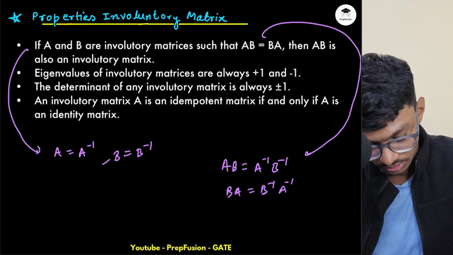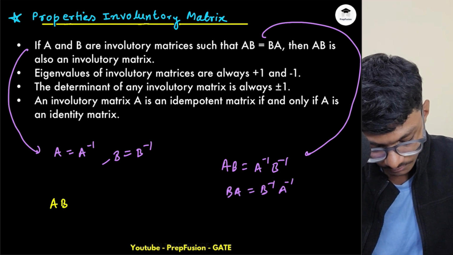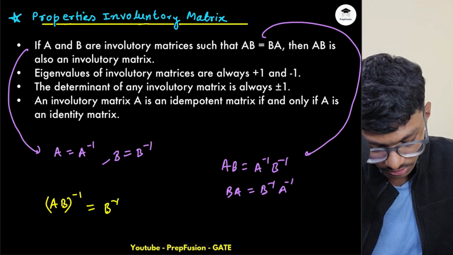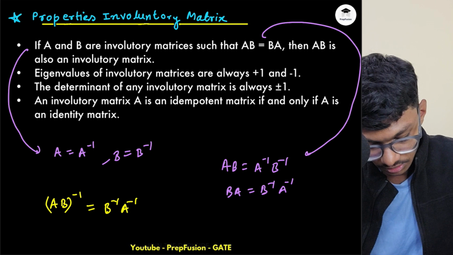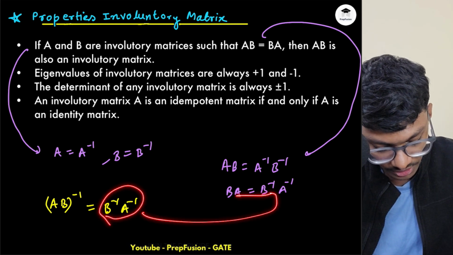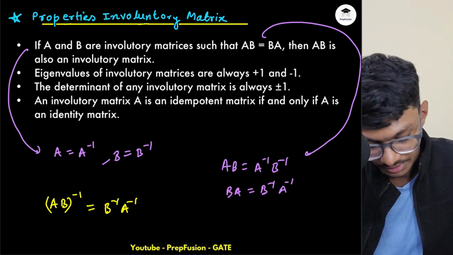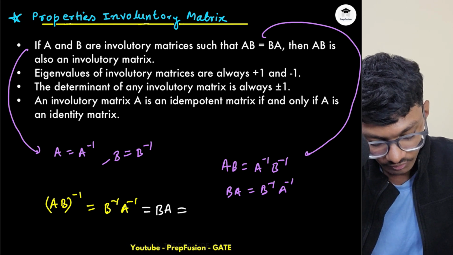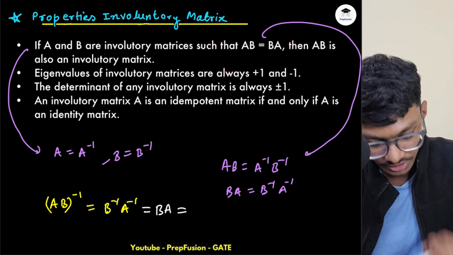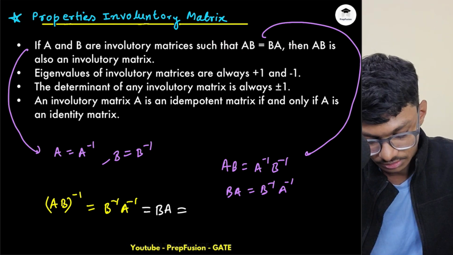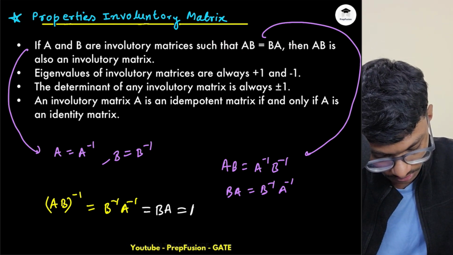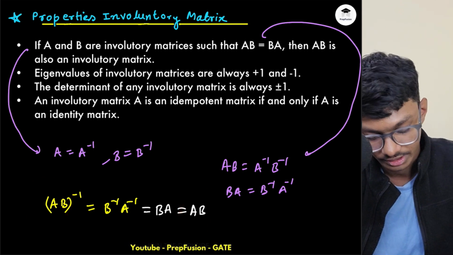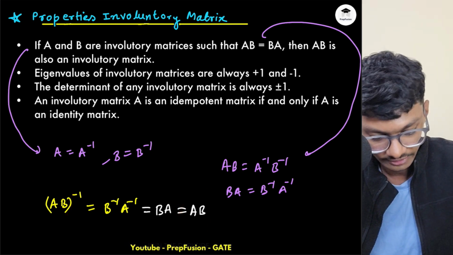AB whole inverse is B inverse A inverse. Now what is B inverse A inverse equal to? B inverse A inverse equals BA. And what is BA equal to? From this relationship, BA is equal to AB. So AB inverse is AB. Hence AB is also an involutory matrix.